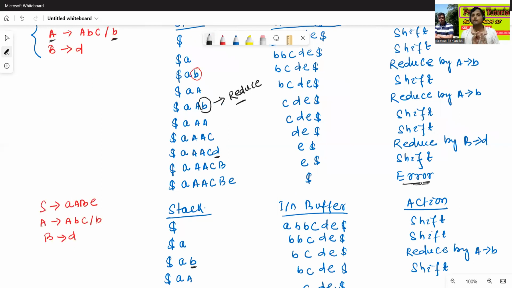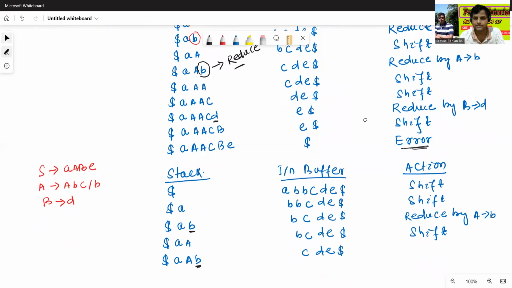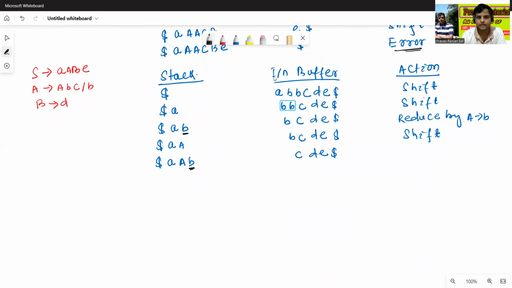So now if I do not reduce, see what happens. I will not reduce, so I shift again. So dollar A, B, then C, then D, E dollar. Check.